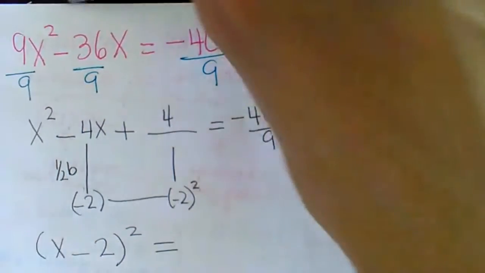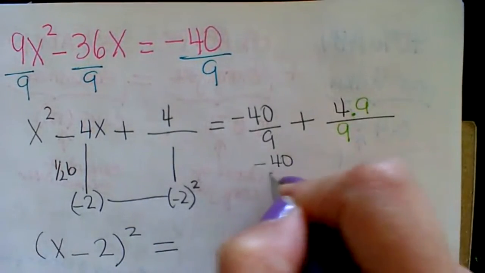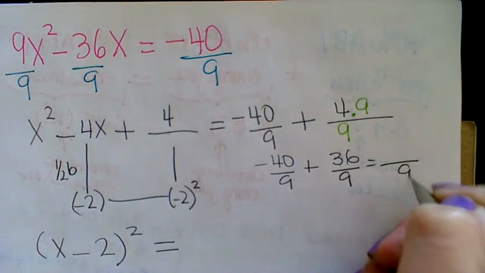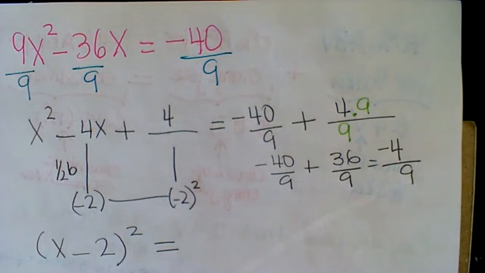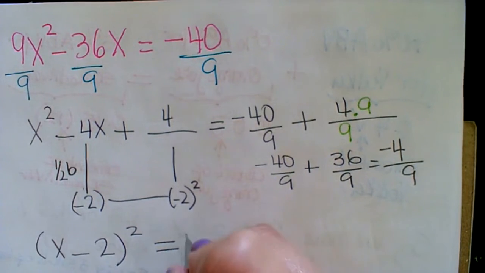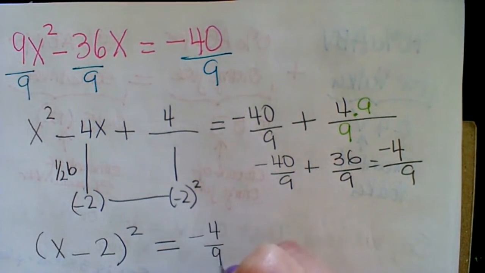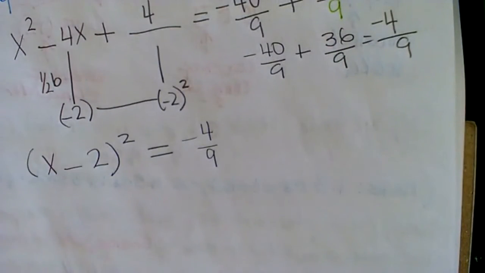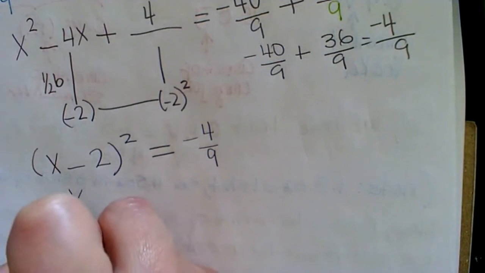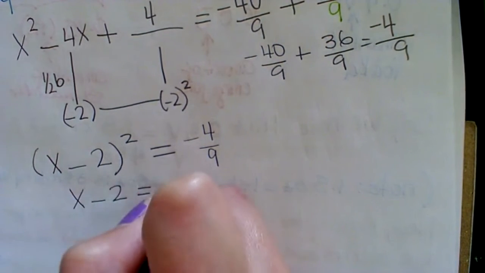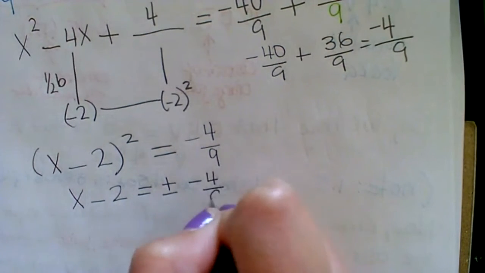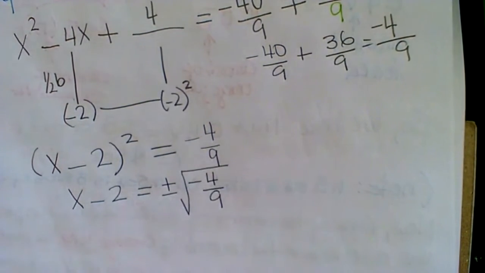So it's going to be negative 40 over 9 plus 36 over 9. So what do we have? Negative 4. Okay, so this is going to be equal to negative 4 over 9. Now we apply the square root property. And what we get here is x minus 2 equals plus or minus the square root of negative 4 over 9.